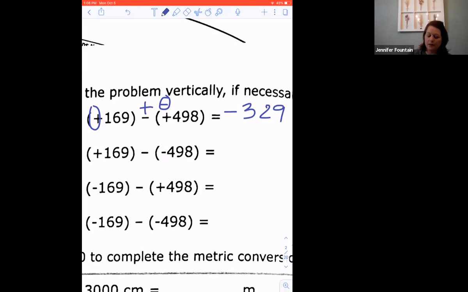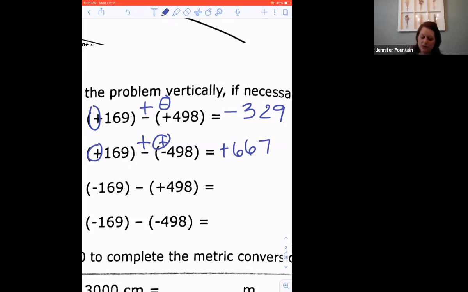Again with the negative, the next one, change from subtraction to addition, but now I have to change my negative sign to a positive. So now I'm adding, and my signs are the same. So a positive plus a positive is a positive. And now I'm going to add 169 and 498. And 169 plus 498 is 667.